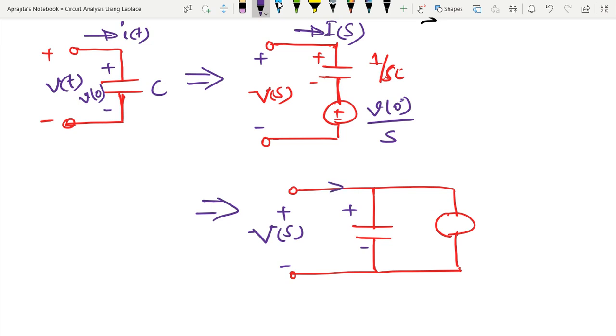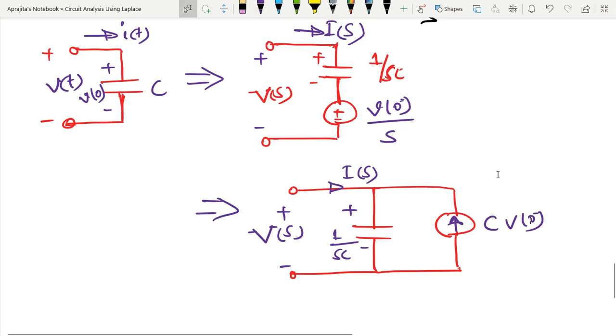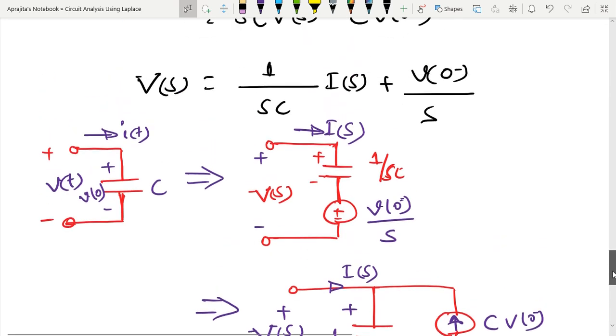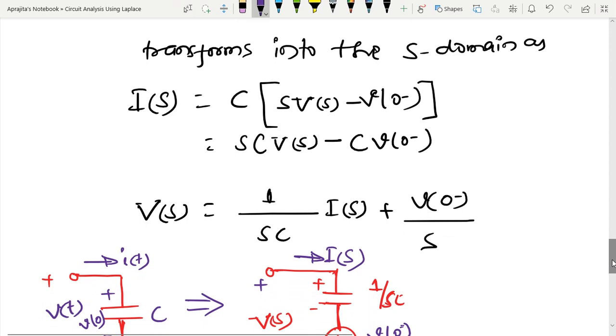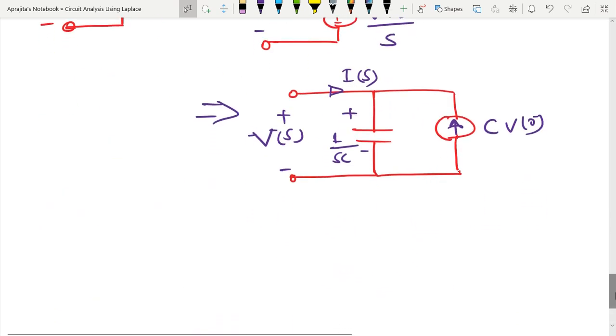So this is 1 by Sc, and the direction of this is now reversed because the negative sign is there, so please check it. And here this is 0 minus; either you can write 0 or 0 minus. Now you have become comfortable, so you can use 0 minus or 0. So I have used this kind of expression. So one current on the right-hand side is positive and negative. Due to that reason I have two different directions.